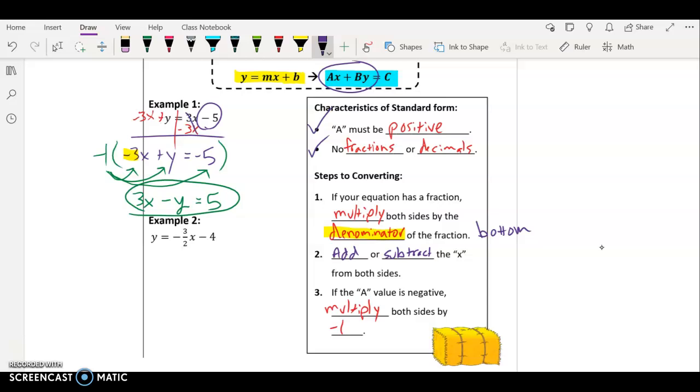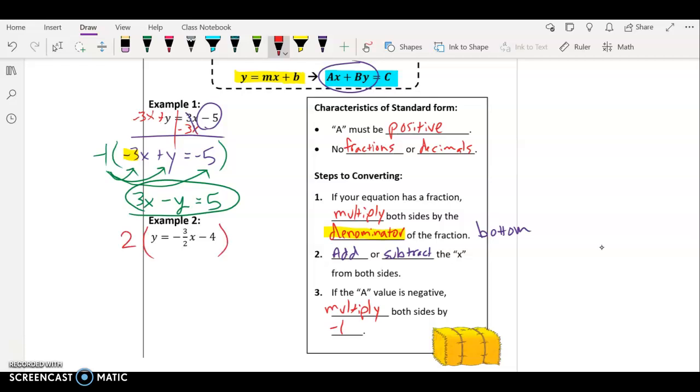Now we're going to have to deal with fractions in example number 2. So let's go ahead and give that a try. I'm going to use our checklist. Right now, we're not quite there. So let's look at step 1. If your equation's a fraction, multiply both sides by the denominator, which is the bottom of the fraction. So we're multiplying both sides by 2.